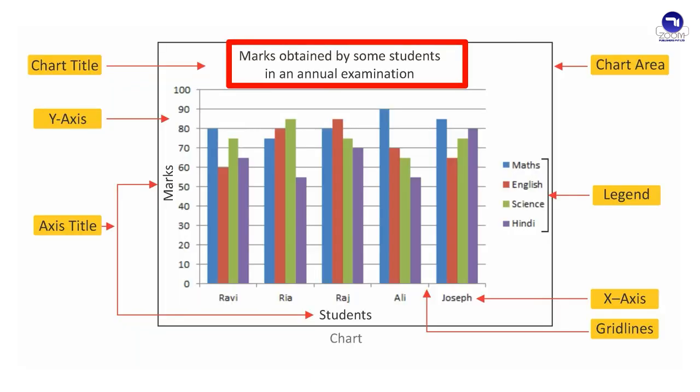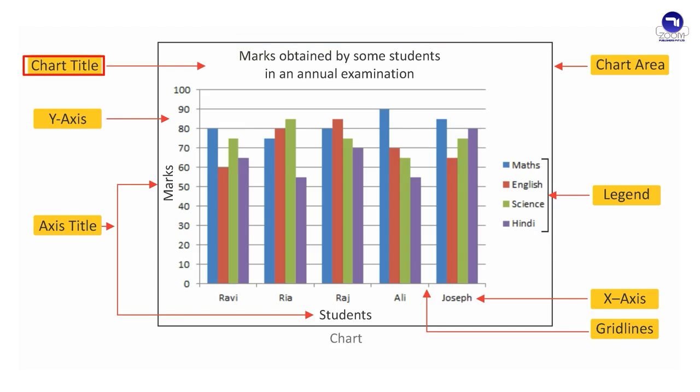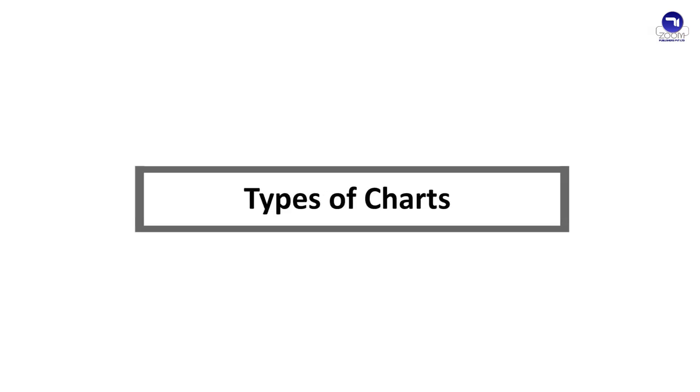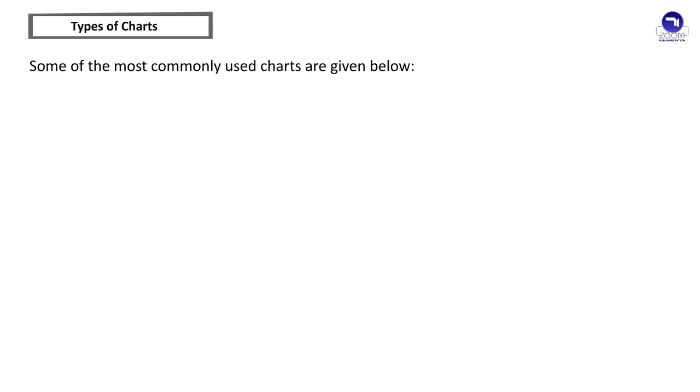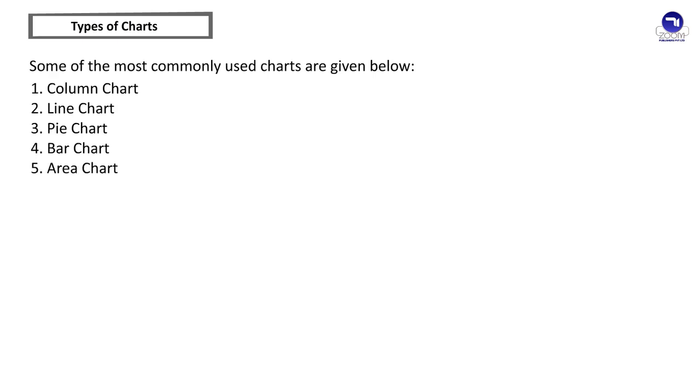Marks obtained by some students in an annual examination. Chart title. Y-axis. Axis title. Students. Chart. Legend. Chart area. X-axis. Grid lines. Types of charts. Some of the most commonly used charts are given below: column chart, line chart, pie chart, bar chart, area chart, XY scatter chart, donut chart, and other charts.